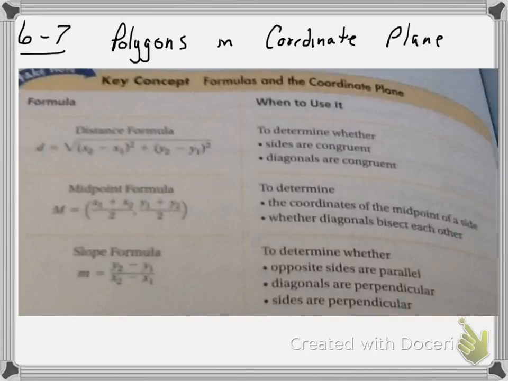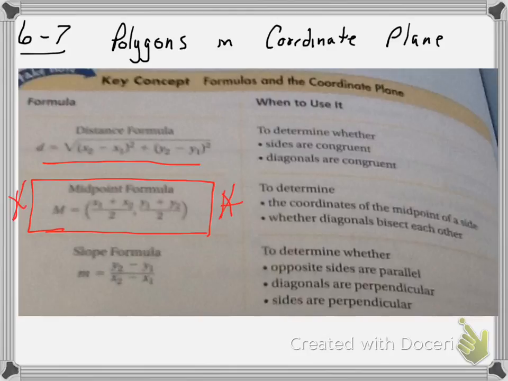6-7 is about polygons in the coordinate plane. Threw these formulas in here just to refresh your memory, but we've got the distance formula and the midpoint formula. Write this down. Learn this. We should not miss this. Please know this formula. It's x1 plus x2 divided by 2, y1 plus y2 divided by 2, and last and foremost is the slope formula. Again, it's changing y over changing x.